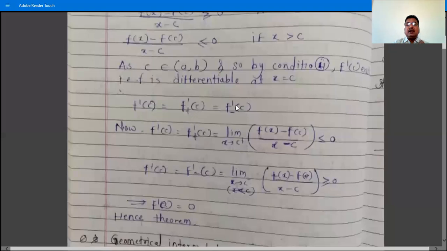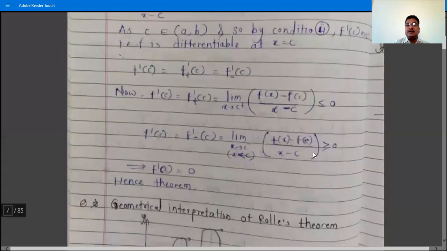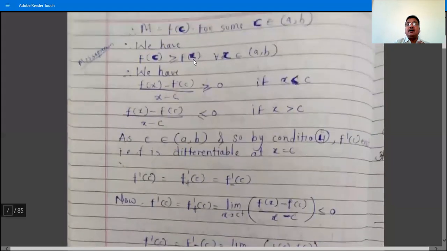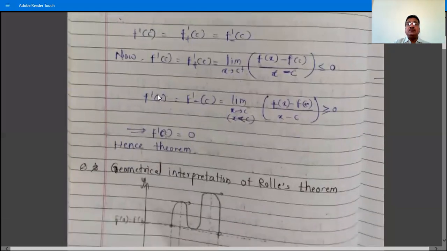Again, f dash c is f dash c minus, and what is f dash c minus? The left hand derivative, the limit as x tends to c minus of f of x minus f of c divided by x minus c. As x tends to c minus, that is x is less than c, then f of x minus f of c divided by x minus c is greater than or equal to 0, and therefore the limit of this quantity is greater than or equal to 0.